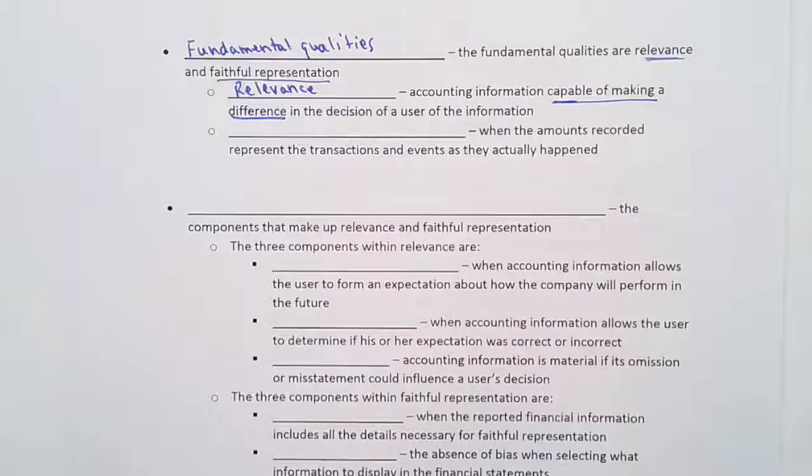If you were going to invest in the company, you would want to know the revenues and expenses for the year. But you may not care about every little detail about the company, such as how many employees they have. It might make a difference, it might not, but that's probably less relevant than their net income, revenues, or expenses. So some information is more relevant, some is less relevant. Next is faithful representation.